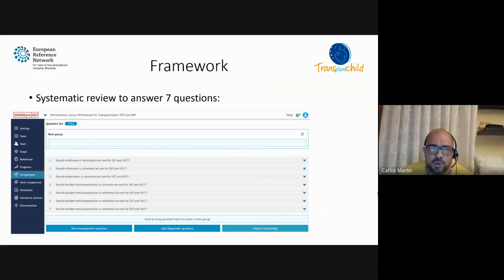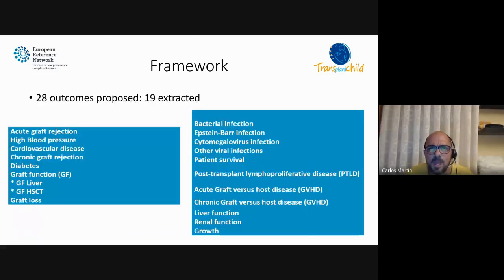So just to set the framework we are working on, as you can remember, we have a systematic review trying to answer 7 questions. The 7 questions you have listed below in the frame of GradePro GDT, which is the software we are using to develop this clinical practice guideline. So these are the 7 questions we would like to answer with our systematic review.